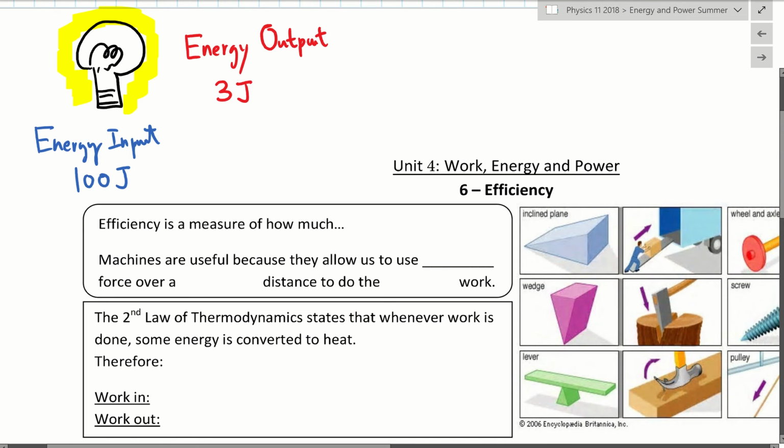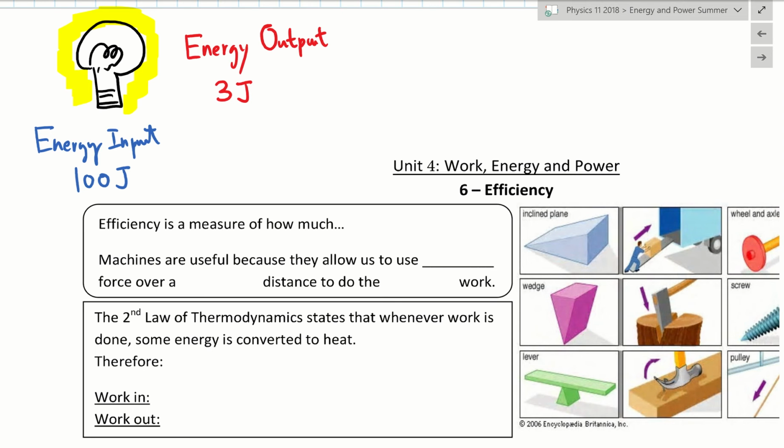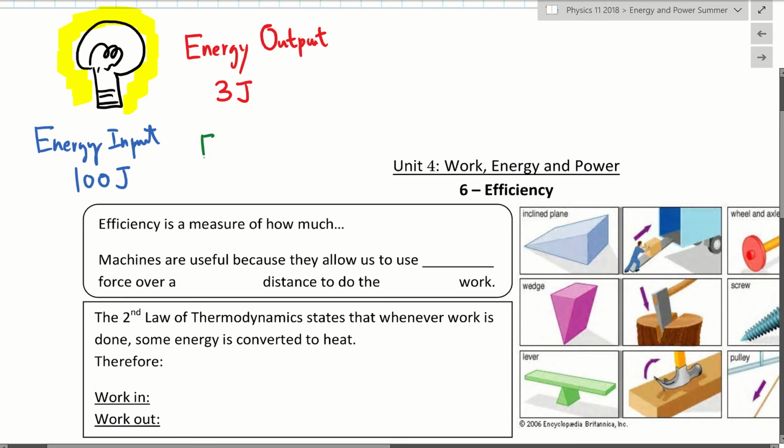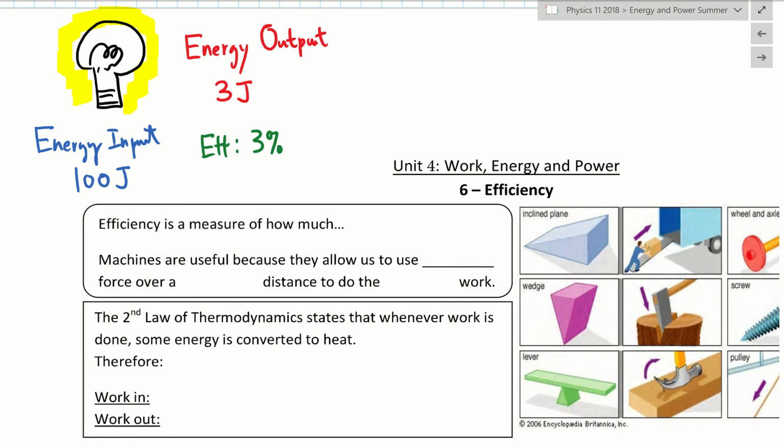So efficiency is just a mathematical way of representing, as a percentage, how much energy input versus how much energy is actually being used as output. So for example, in this case, we would say that the efficiency for this light bulb is 3%. Every 100 joules of energy that goes in, 3 joules of it is actually being used to create light, and the other 97 joules of energy is wasted as friction, heat, all sorts of stuff, right?